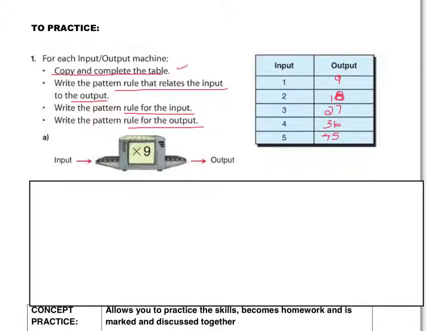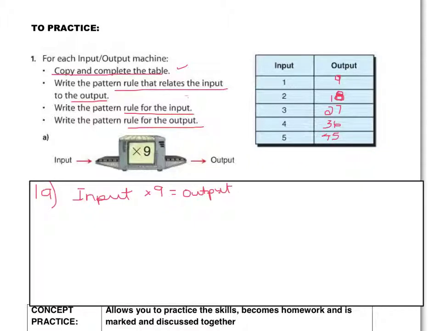Write the pattern rule that relates the input to the output. So this is 1A. Seeking to be understood, I'm going to very clearly label my work, which is what you need to be doing as well. So 1A, the table we have done, the input to output rule. To clearly state this: input times 9 equals output. And this very clearly indicates this is an input to output rule. Seeking to be understood, this is clear. Someone can clearly understand it.